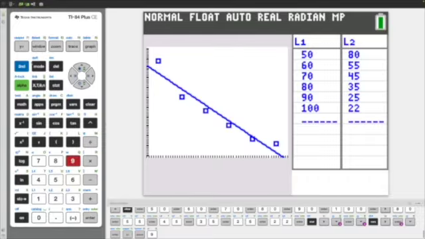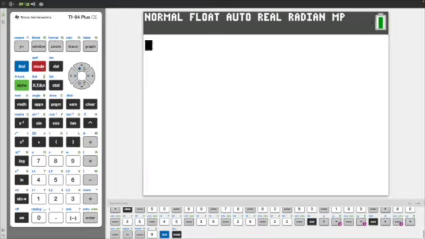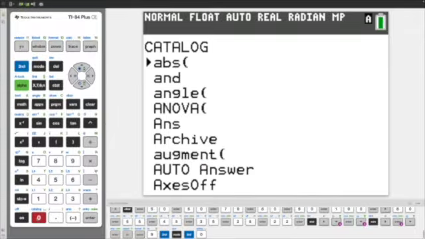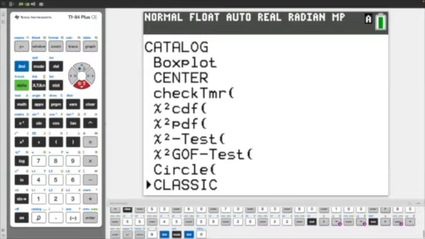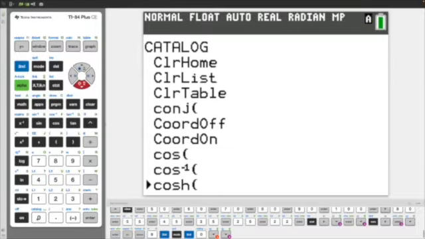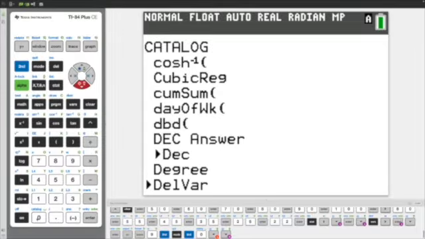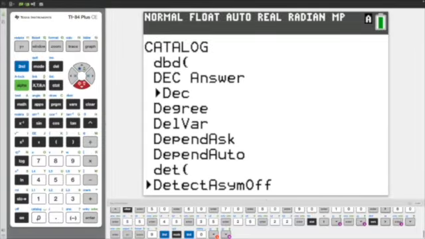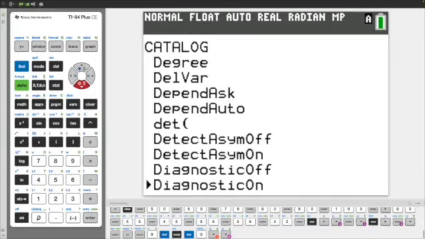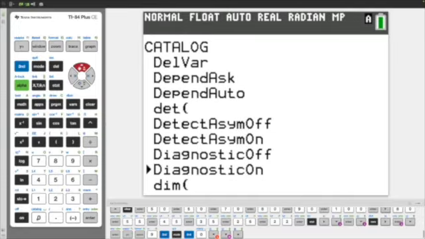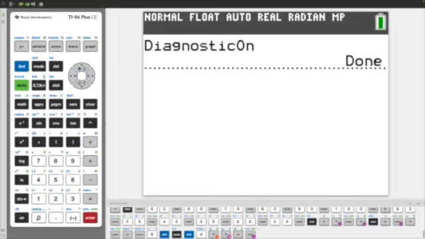Now, this one did not give me my R value, so I'm going to go over how to turn that on. I'm going to go to Second, Catalog, which is 0, and scroll down until I get to DiagnosticOn. We want the diagnostic on, so I'm going to hit enter on that, and hit enter again.